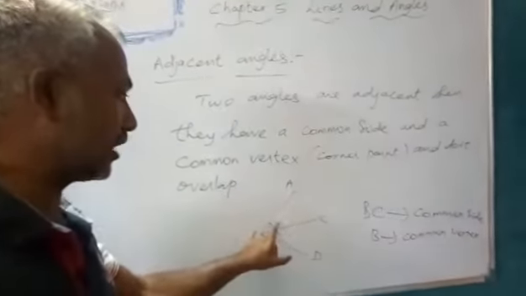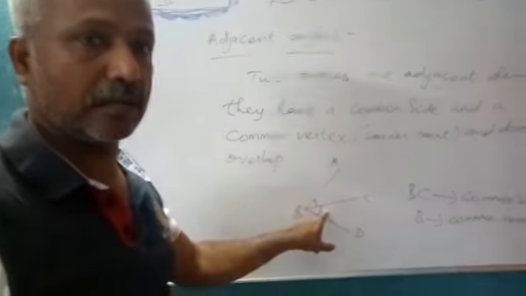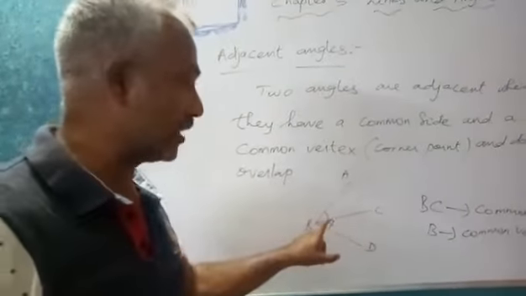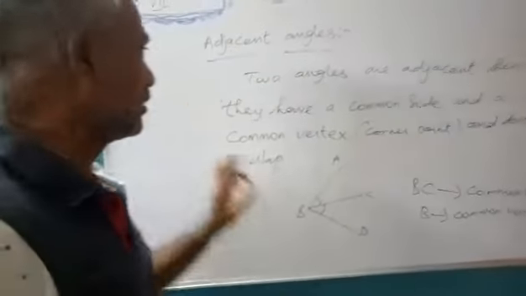If it is like that, those two angles are called adjacent angles. Whenever two angles are adjacent, those two angles have one common side and a common vertex. Only then can we say those two angles are adjacent angles.